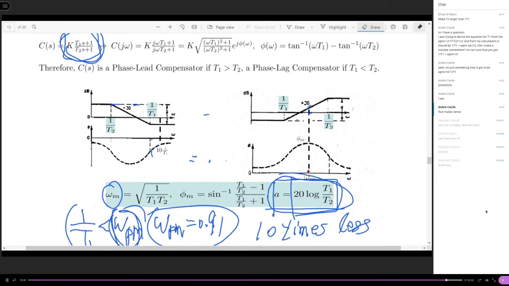That's not what we want. We don't even touch that formula when we design a phase lag compensator. You're going to see that we use that formula when we design a phase lead compensator. For the phase lag compensator, I try to avoid the peak frequency, but for the phase lead, I'm trying to take advantage of the peak frequency. So that is the picture. You got my point, right?